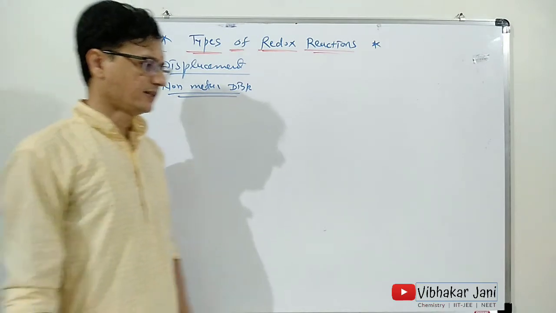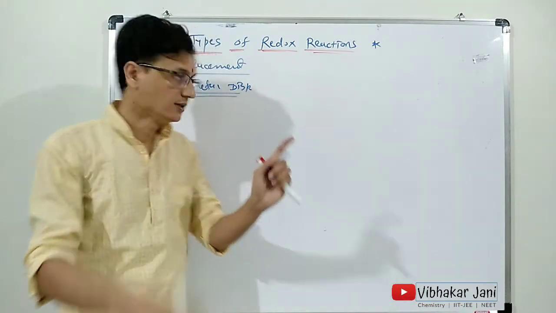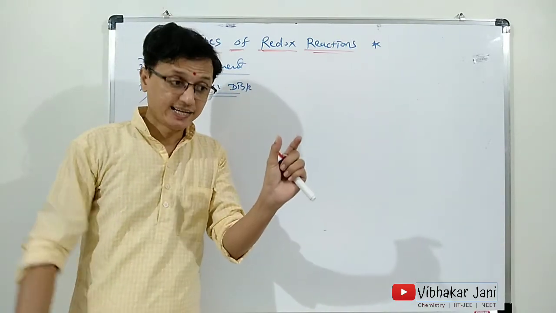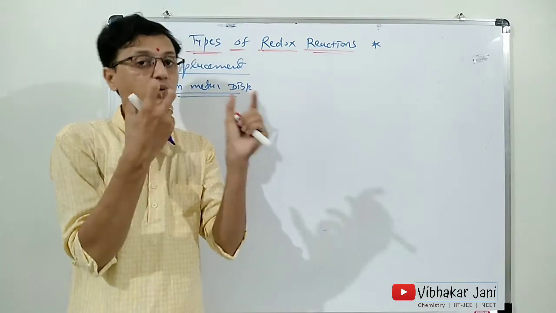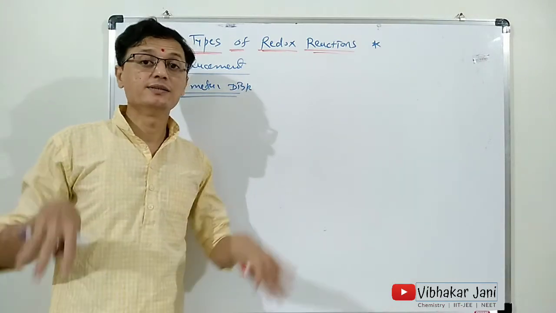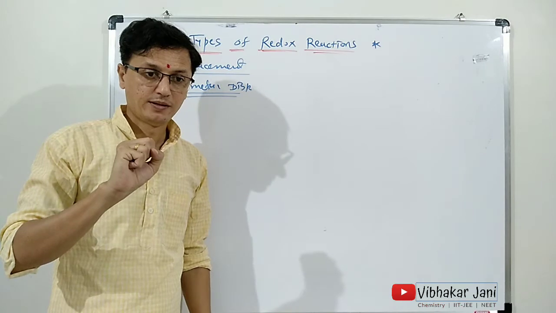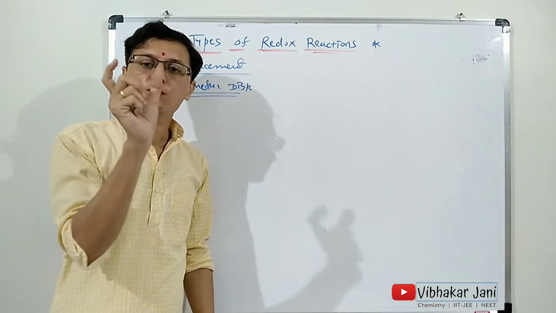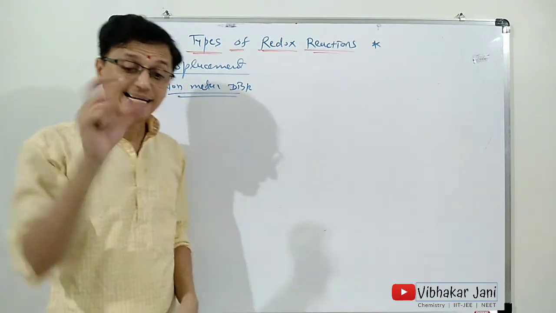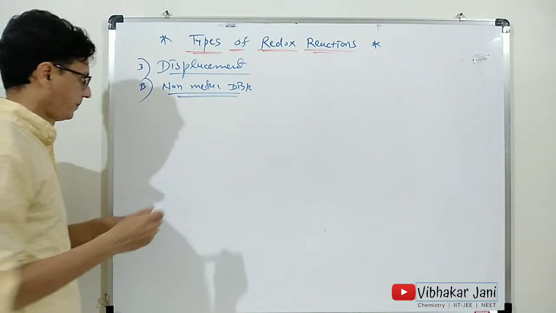You can divide these reactions into two types. Metal reaction with water is an example of non-metal displacement. And metal reaction with acid is also this kind of reaction. So it is very simple to identify whether a reaction is non-metal displacement or not. Only two types: water plus metal, non-metal displacement; acid plus metal, again non-metal displacement.